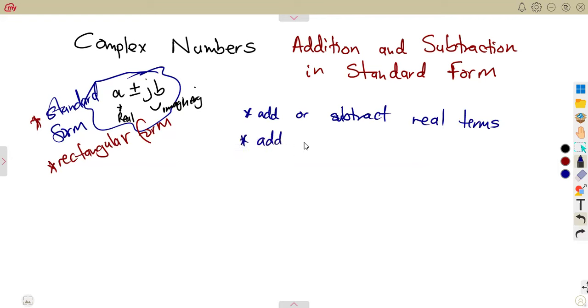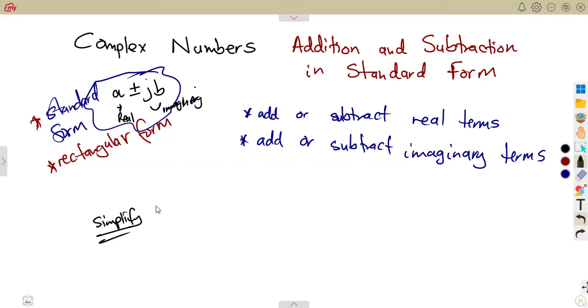Also, you can add or you can subtract the imaginary terms together. Okay, that is imaginary terms together. So this is the condition, because there's nothing there. You are given to simplify two complex numbers. Simplify. You'll be given questions like that.